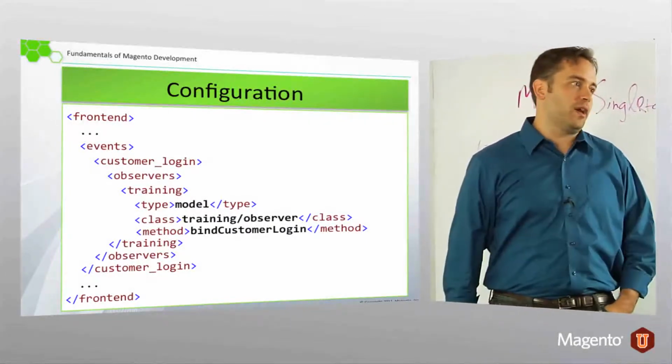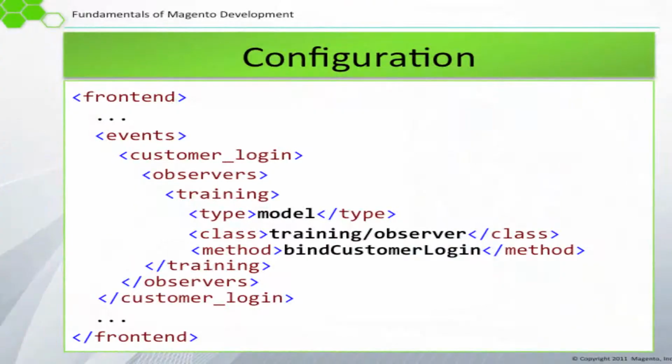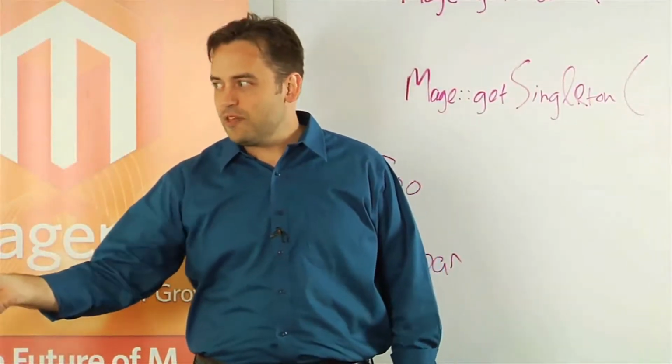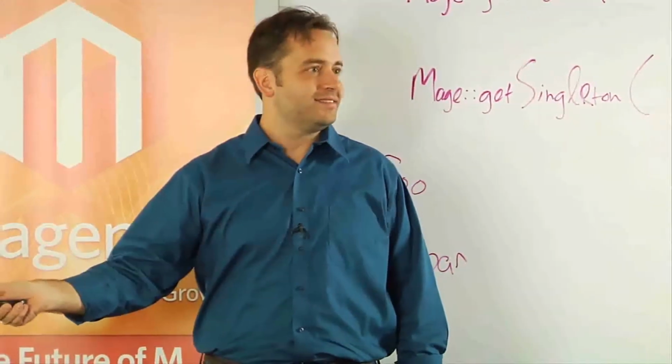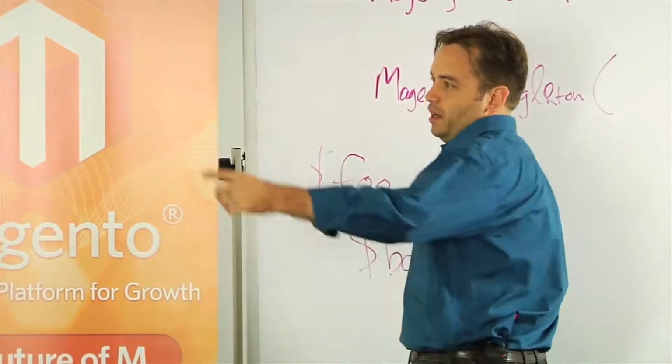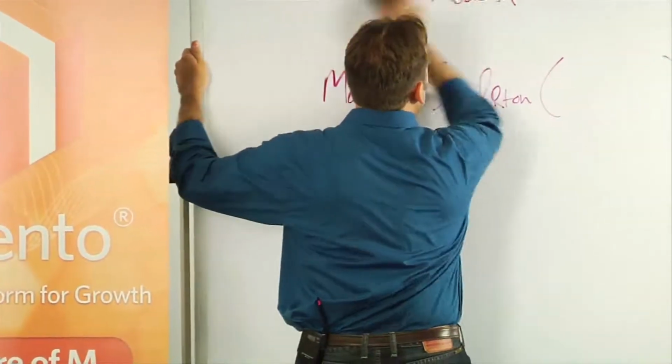Now the other two parameters inside of our little spot in the observers node. Class, training, observer. Okay, this is the string that gets passed into either get model or get singleton. Simple. It's instantiated, and then this method is called. Okay? So in this case, I would expect your training is going to map somewhere.